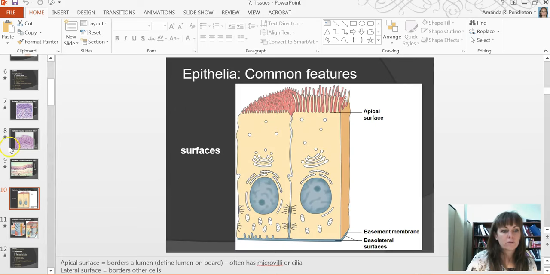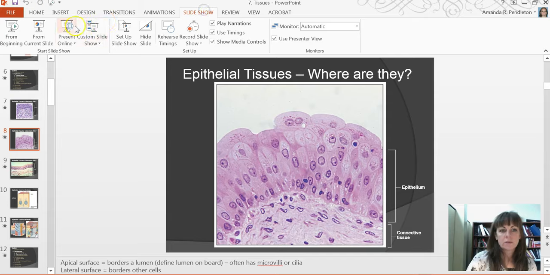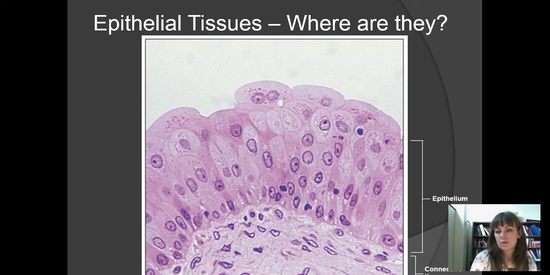So again, if we're looking at this slide, we've looked at this before. We know that this top portion is the epithelial tissue. We know that this bottom portion is the connective tissue. And if you remember, the white space is the surface. So one edge is up here near the surface, and the other side of the cells is down here near the connective tissue. This is called polarity. It means that one side of the cell is not the same as the other.